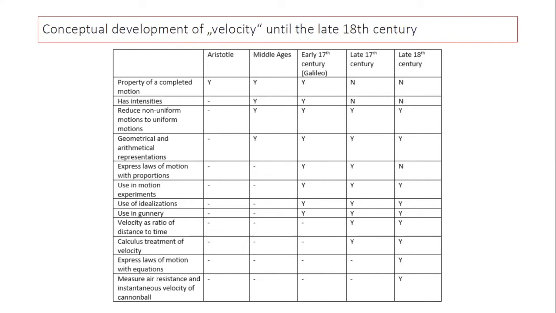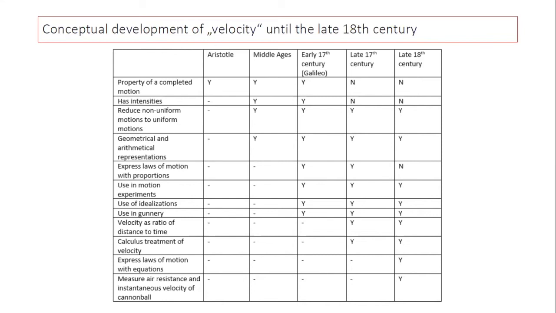But then the term was further developed mathematically. Importantly, velocity could be understood as a ratio of distance to time, thanks to the work of Descartes, and the calculus famously is due to Newton and Leibniz. And in the 18th century, Euler and others added an expression of laws of motion with equations instead of proportions, which was used earlier. So those are some of the mathematical developments.